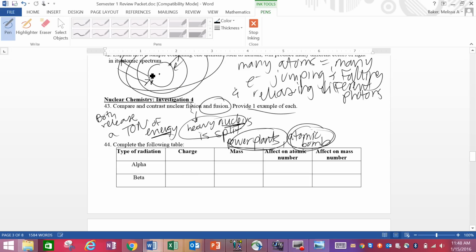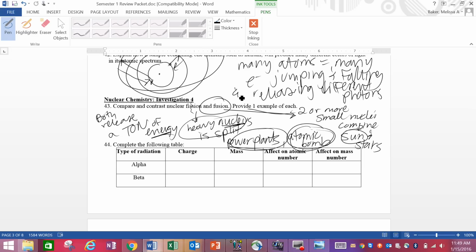All right, let's talk about fusion. Fusion is when 2 or more small nuclei combine. This also releases a lot of energy. This is what's happening in the sun and the stars. Atoms are fusing together to form new atoms. So in the sun, hydrogen atoms are fusing together to form helium. And you can tell from the sun how much energy that releases.